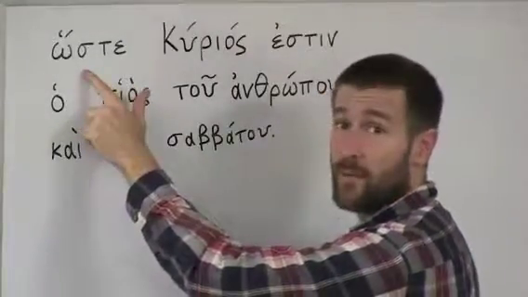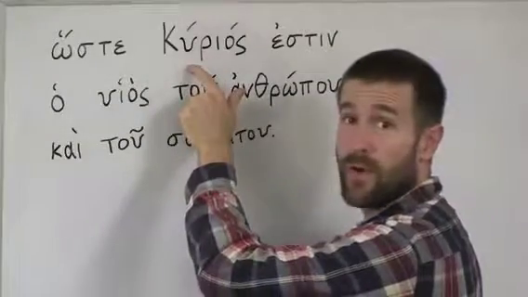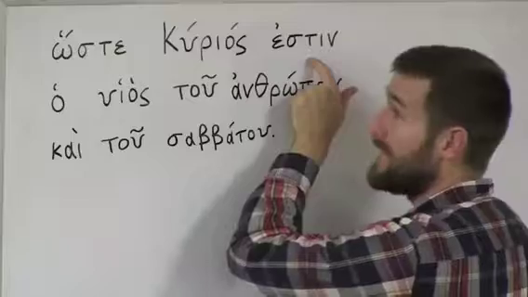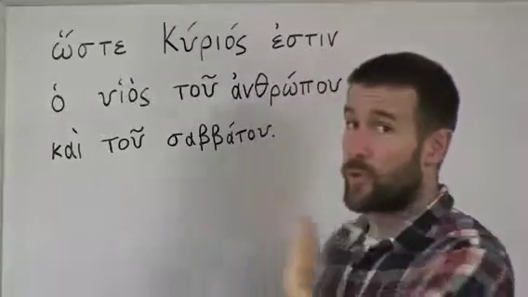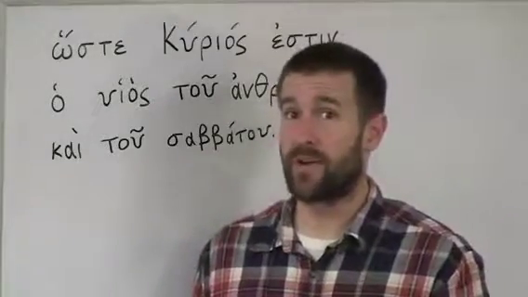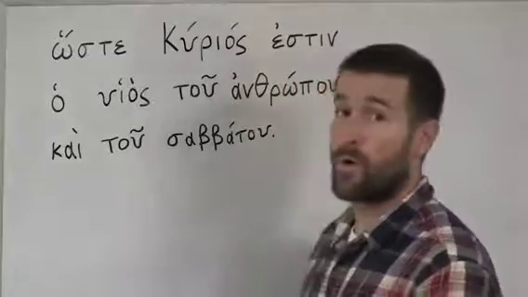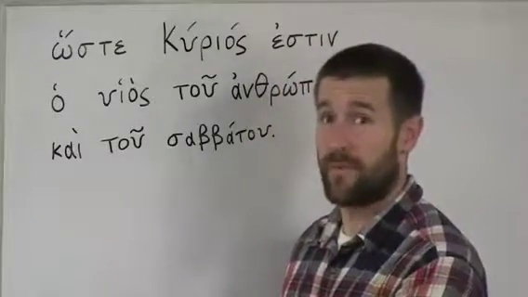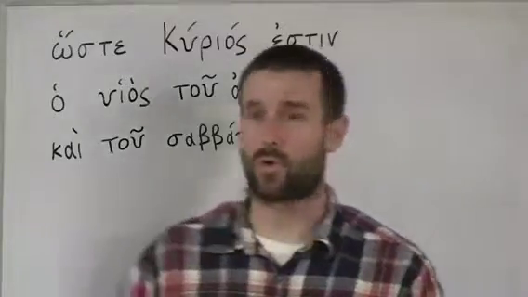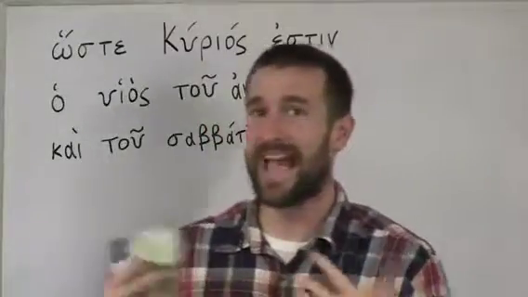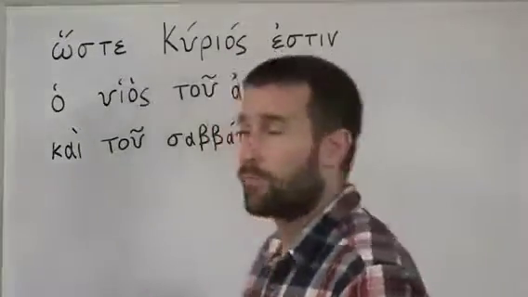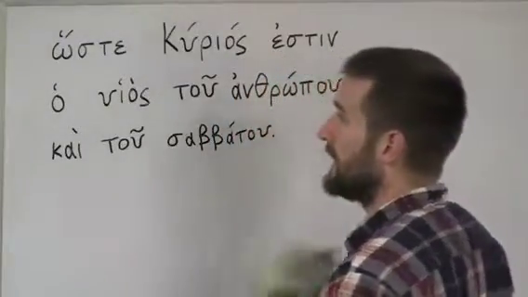Oste means therefore. Kyrios, we've already seen this word before, means Lord. Estin means is. Now, notice, the word order is completely different in Greek, because in English it was, "Therefore the Son of Man is Lord also of the Sabbath." In Greek, the word order is a lot more flexible, so you can say the exact same thing and just put the words in a completely different order. It's just more flexible in Greek than we are in English, okay?